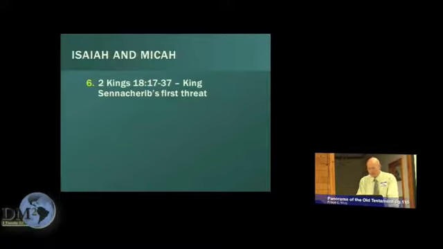King Sennacherib's first threat, verse 17. Then the king of Assyria sent Tartan and Rabsaris and the Rabshakeh from Lachish to King Hezekiah with a large army to Jerusalem. So he sends his field marshal and his chief officers to see Hezekiah. So they went up and came to Jerusalem. And when they went up, they came and stood by the conduit of the upper pool, which is on the highway of the fuller's field. In other words, they come to the laundromat, because this is where everybody did their laundry here.